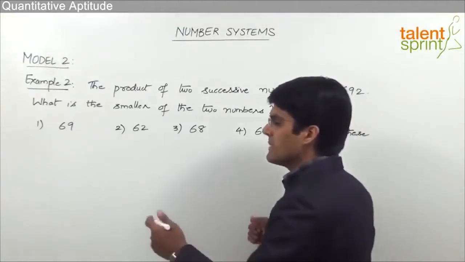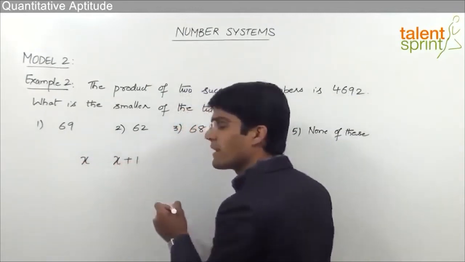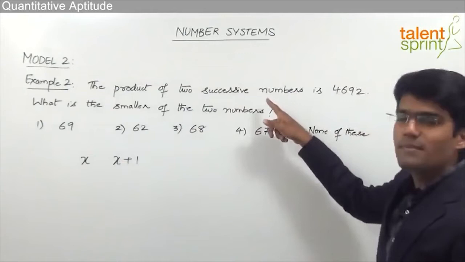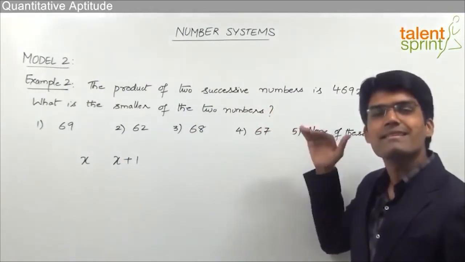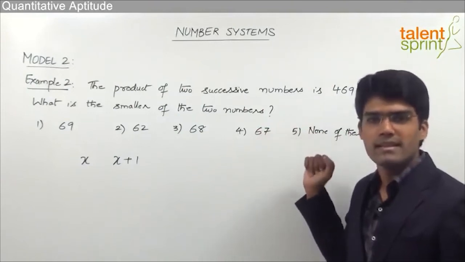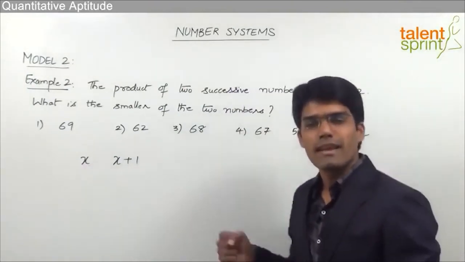Now going by the concept, we know that the 2 successive numbers should be x and x plus 1. Remember, here it is not specified that they are consecutive even numbers or odd numbers. Simply it says successive numbers. So it should be taken as successive natural numbers. So if the first number is x, the second number would be x plus 1.